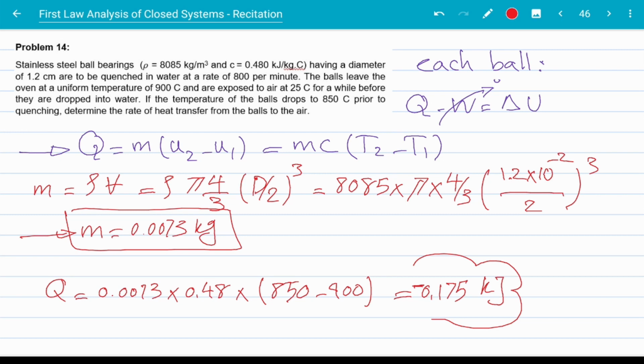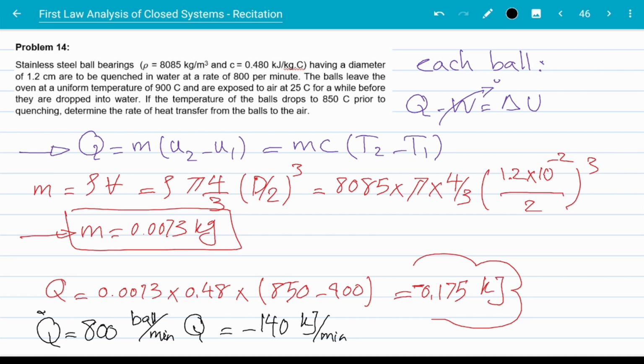But we are looking for the rate, and we also have this number, 800 balls per minute are getting cooled down. So total Q, or the Q dot, is 800 balls per minute times Q of a single ball, which gives you minus 140 kilojoules per minute. Now, kilojoules per minute is not good for us, so I'm going to change it to kilowatts. In order to do that, I'm going to say 1 minute is 60 seconds. And so Q dot is minus 2.34 kilowatts.